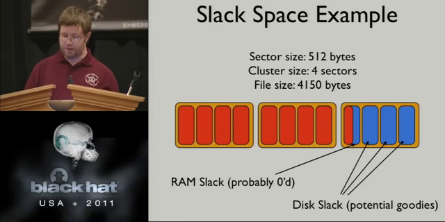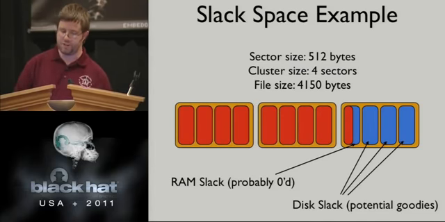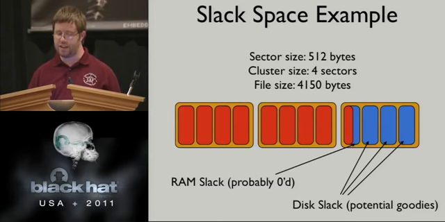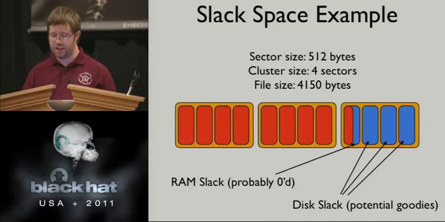The disk slack, which is labeled potential goodies on this slide, is where previous file contents may be. So if that cluster had been allocated to another file previously, and now this new 4150 byte file has been allocated and taken up just a small little sliver of this cluster, the remainder of the sectors in that cluster will essentially stay in the state that they're in right now until this file is either added data to, resized, deleted, or something else happens. As long as this file stays here in its state, the old data in those additional sectors stays in its state.